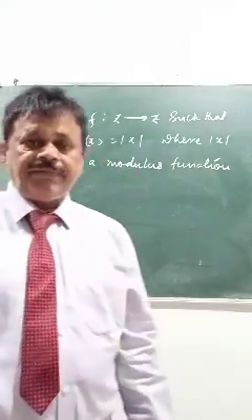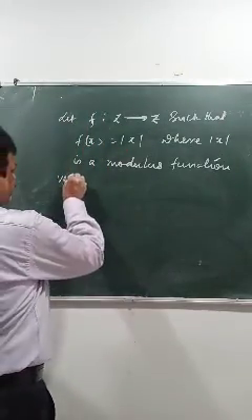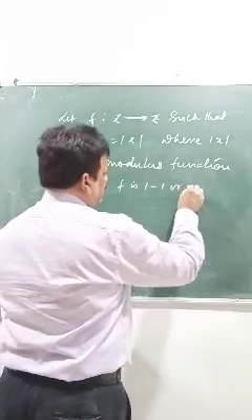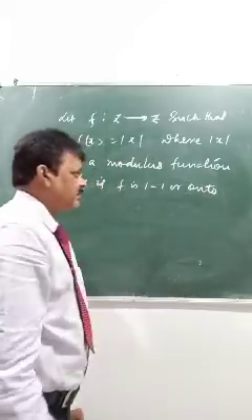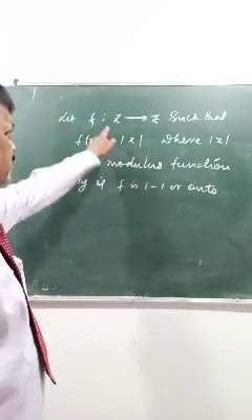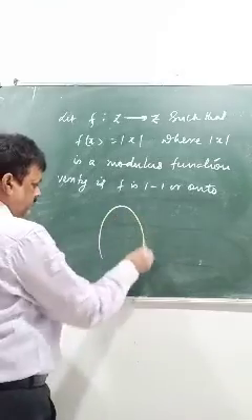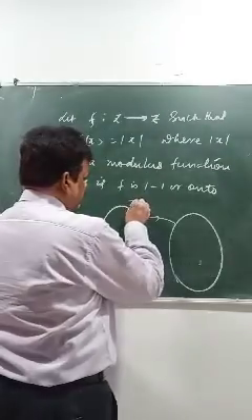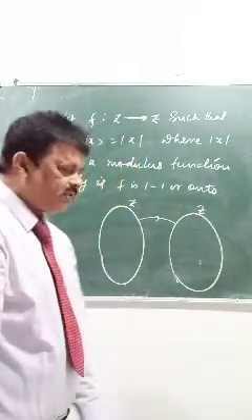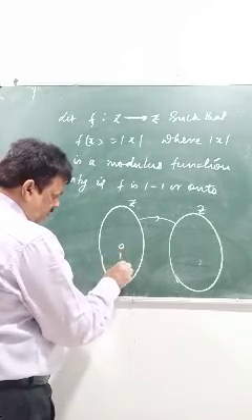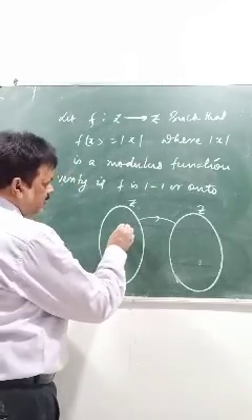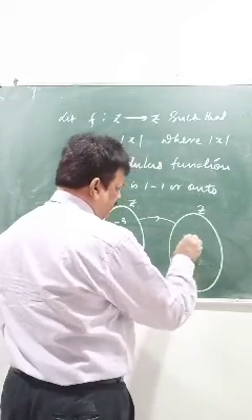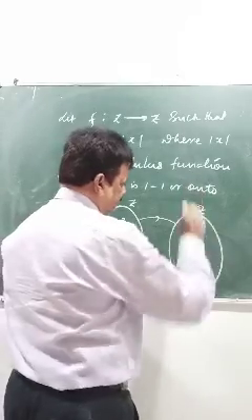Okay, verify if f is one-one or onto. Very simple to understand. Z is the set of integers, so the function is from integers to integers. What will we have? 0, 1, 2, 3 like this, minus 1, minus 2, minus 3 like this. Here also 0, 1, 2, 3, minus 1, minus 2, minus 3 like this.